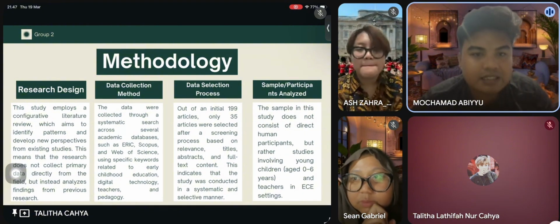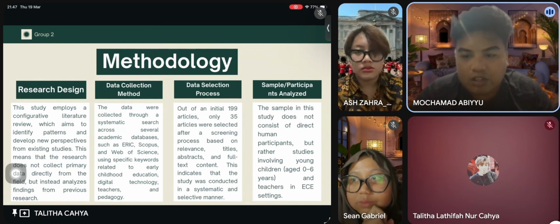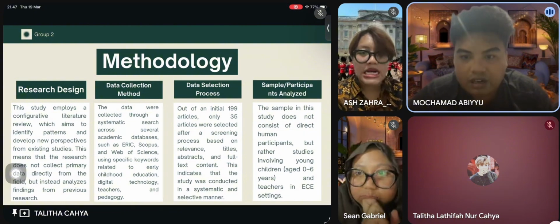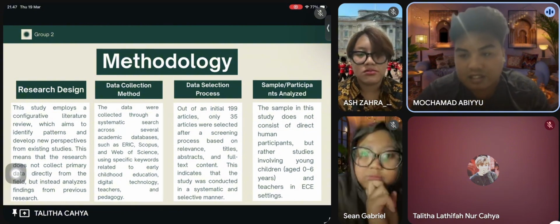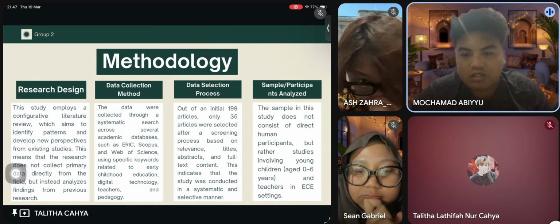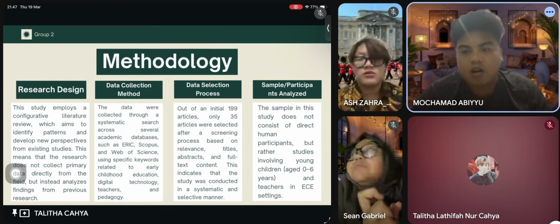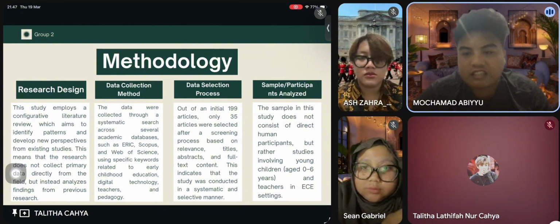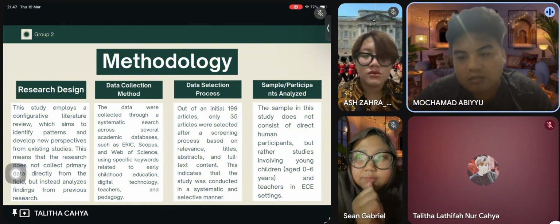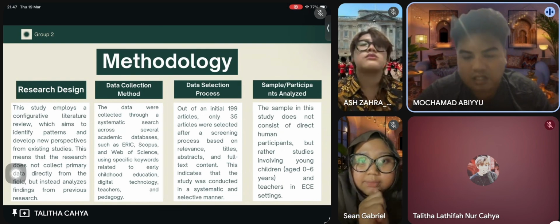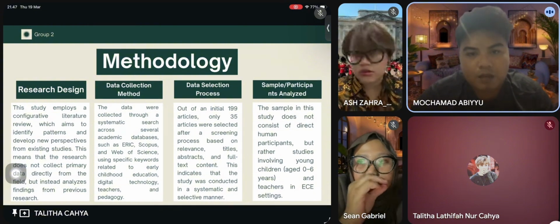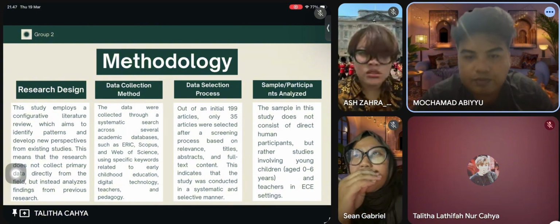Okay, the next point is data selection process. Out of the initial 199 articles, only 35 articles were selected after a screening process based on relevance, titles, abstracts, and full text contents. This indicates that the study was conducted in a systematic and selective manner. However, from a critical perspective, the selection process may still be influenced by the researcher's subjective judgment in determining which studies are considered relevant.